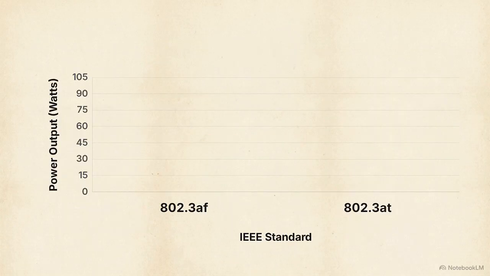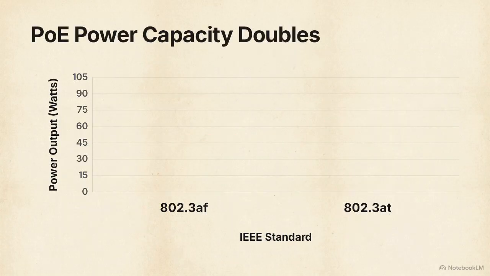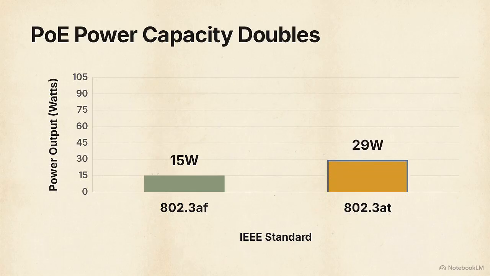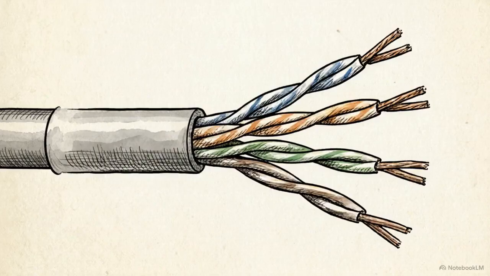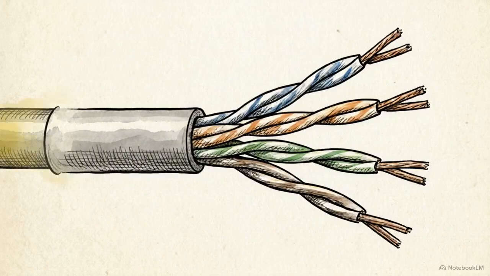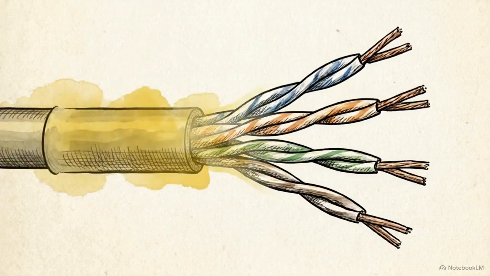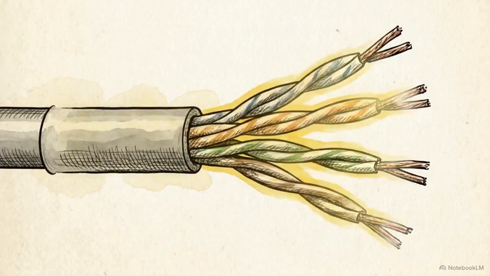This chart illustrates the progression of IEEE Power over Ethernet standards. The original 802.3af specification delivered 15 watts, which was later doubled to 30 watts under the 802.3at standard. The modern 802.3bt standard represents a massive leap in capability. By leveraging all 4 twisted copper pairs inside the cable simultaneously, the switch can safely negotiate and deliver up to 90 watts of power.